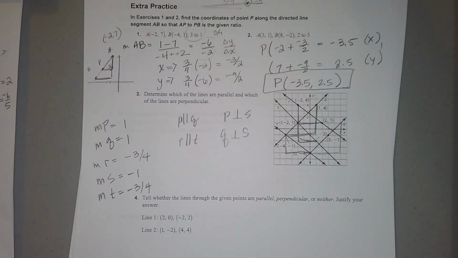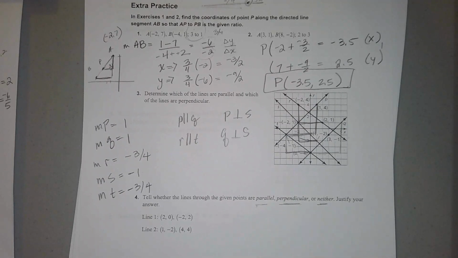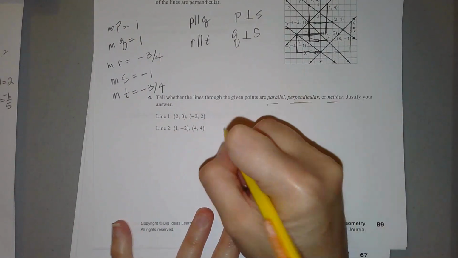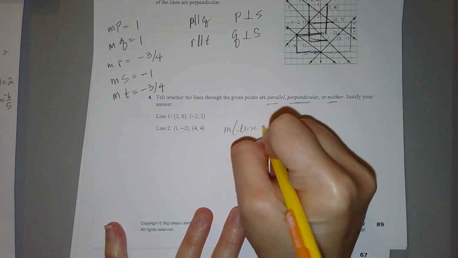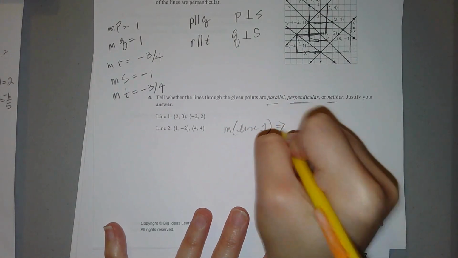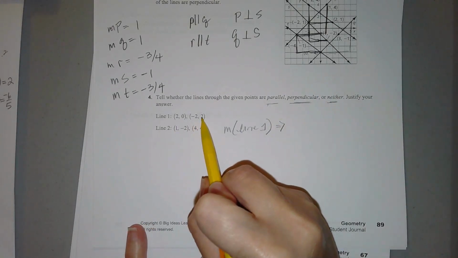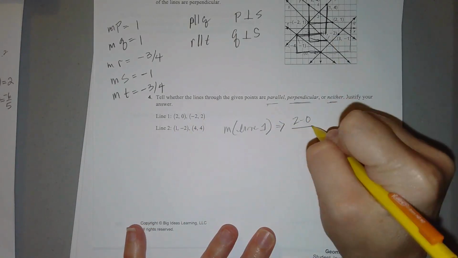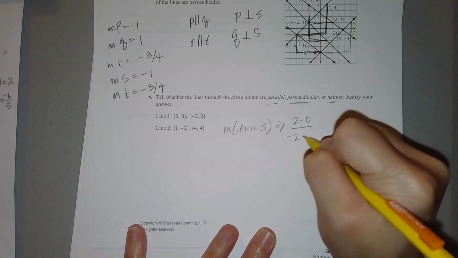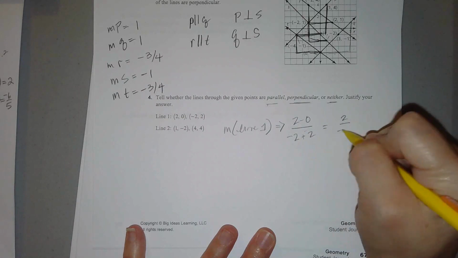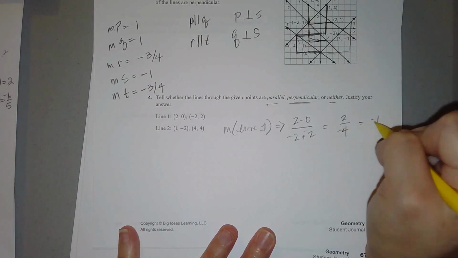Let's do some. Tell whether the lines of the given points are parallel, perpendicular, or neither. So the easiest way to do this is to figure out the slopes of all of these. You can plot them and do it that way. I'm going to go ahead and just use the formula this time. So I'm going to do the slope of line 1. I'm going to do y2 minus y1, and again, I can't stress that enough, and x2 minus x1. So I get 2 over -4. If I reduced it, I would get -1/2.